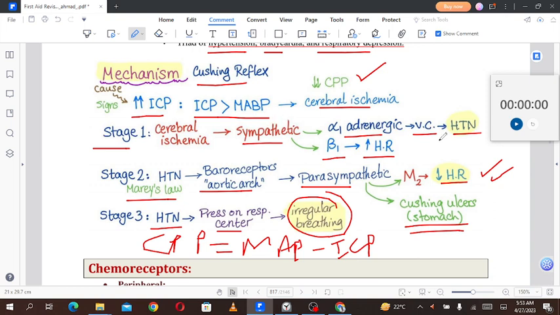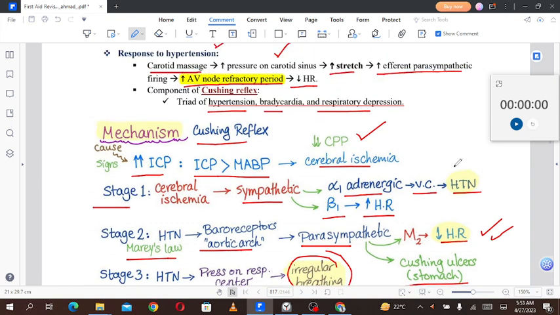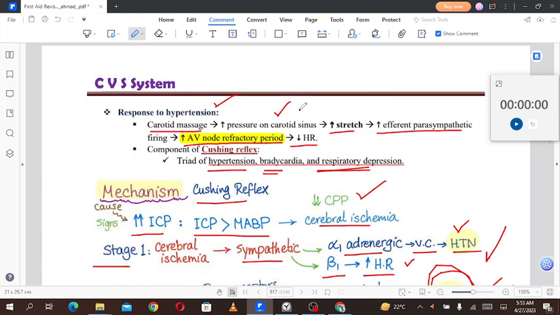For right now, remember that there is a triad of hypertension as we saw here, bradycardia, because the parasympathetic stimulation is the major or dominant stimulation, although the beta 1 receptor is causing increased heart rate, but the dominant one is this one, decrease in heart rate. So we'll find a net bradycardia, and the respiratory depression or abnormal respiratory pattern will be seen in the person who is having increased intracranial pressure.